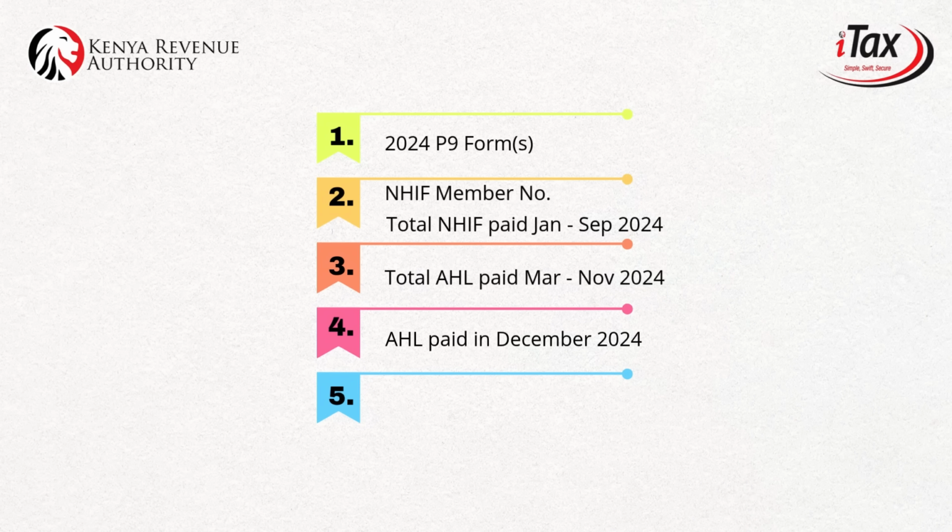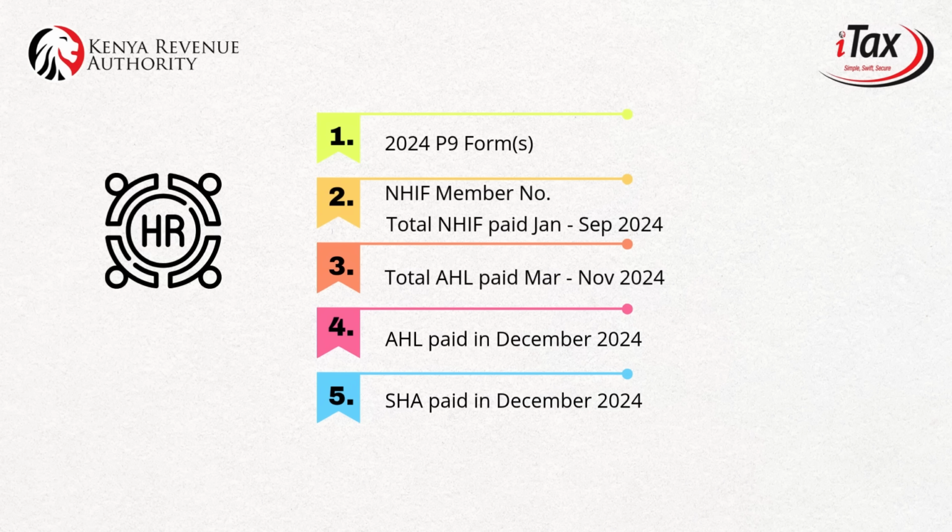4. Your affordable housing levy paid for the month of December 2024. And 5. Your SHIF deduction for the month of December 2024. You can ask your HR person for this information if they're nice, or calculate this data from your payslips. If you don't have this data with you right now, please also continue watching to figure out how these pieces of information beautifully fit together this year.